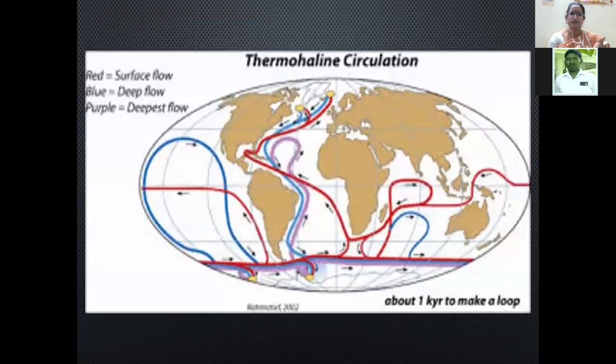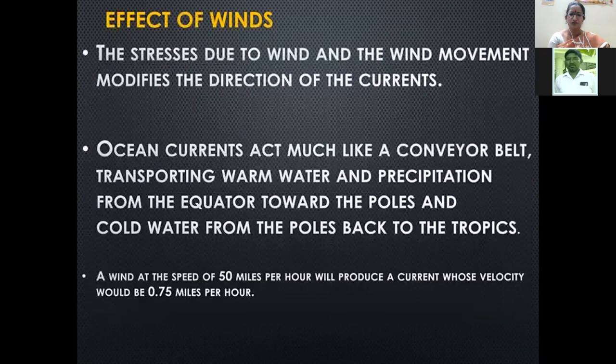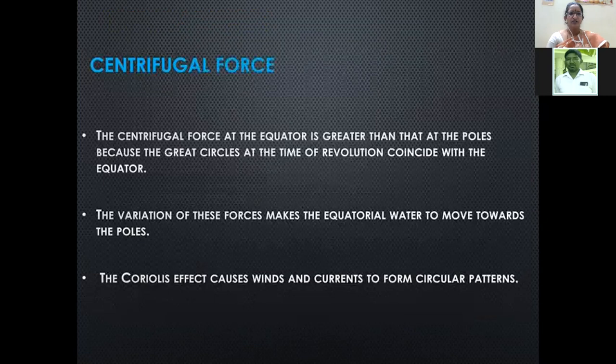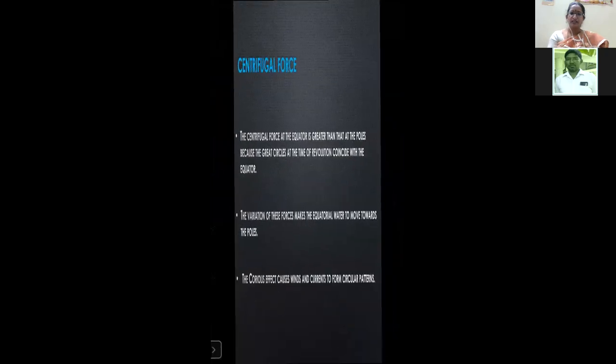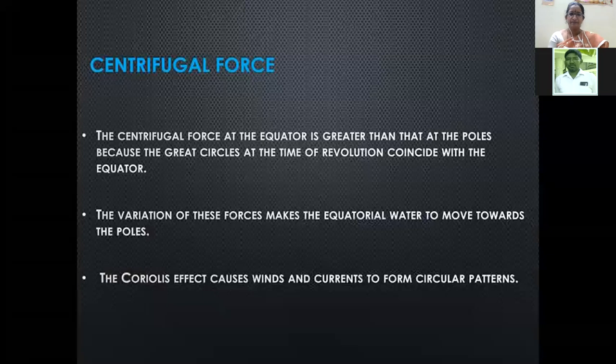What does the centrifugal force mean? The centrifugal force at the equator is greater than that at the poles. The centrifugal force is more at the equator and less when we compare it with the poles, because the great circles at the time of the revolution coincide with the equator. So how can we see the difference? There the great circles will be coinciding, meaning they are mingling with each other at that time.